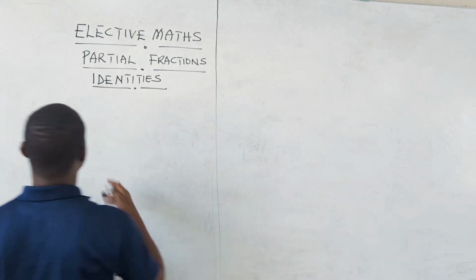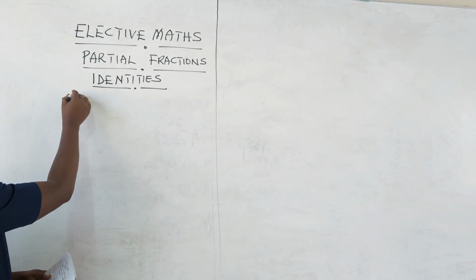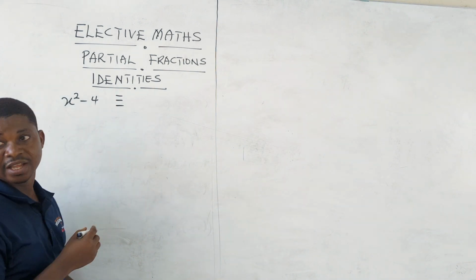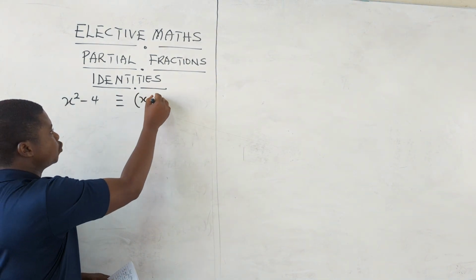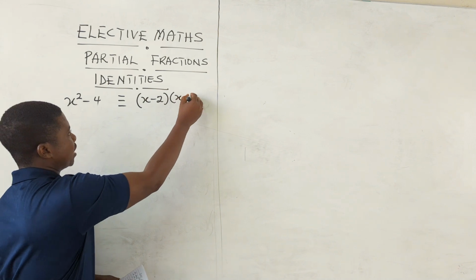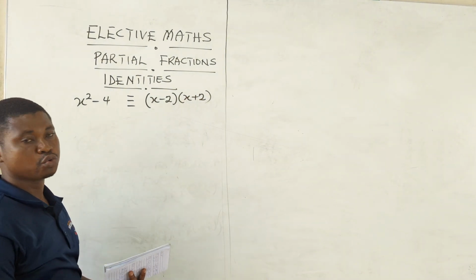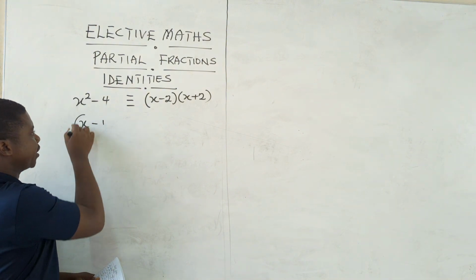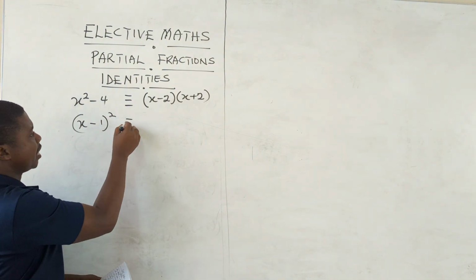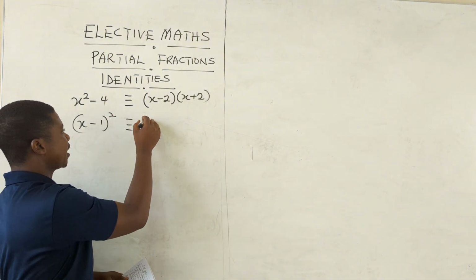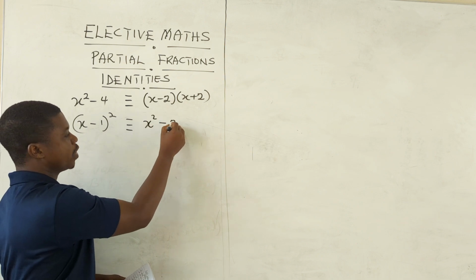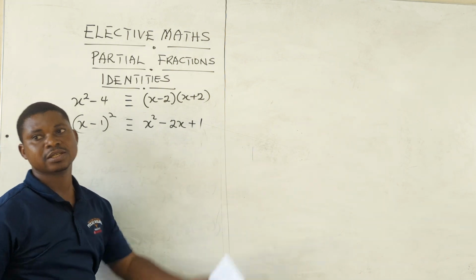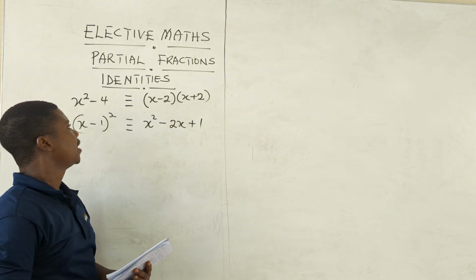Example, when you have x squared minus 4, this one is equivalent to having (x minus 2)(x plus 2). When you have (x minus 1) all squared, that one is also equivalent to x squared minus 2x plus 1, because when you expand this, you are going to get that.